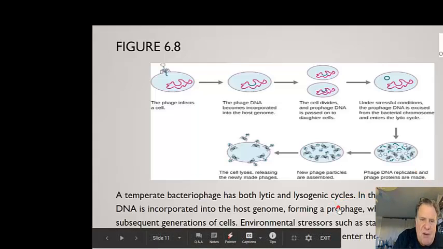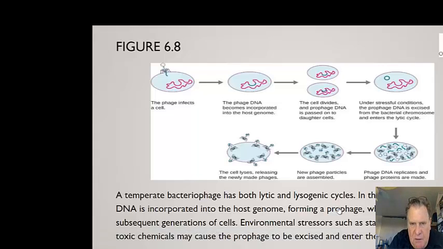What we call a temperate bacterial phage has both a lytic and what we call a lysogenic cycle. And so in this one here, I'm going to go over the lysogenic cycle. It's not always in the best interest of a phage to actually kill its host by producing more phage. And those phages can kind of hang around.